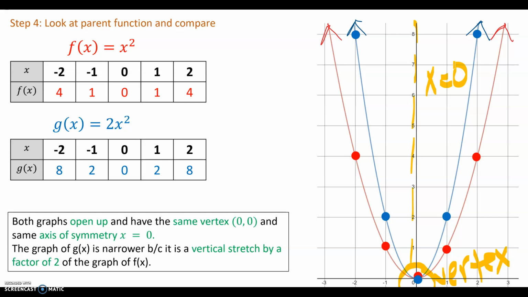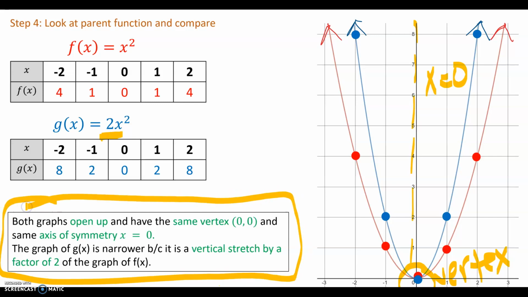Now here's the difference. The graph of g of x is narrower. As you can see, it's on the inside because it is a vertical stretch of a factor of 2 of the graph f of x. And obviously, there's your a of 2. So since that was bigger than 1, it had a vertical stretch. Okay, so for your homework, this is what you're doing, is you're going to give me words and a graph labeled as your answers. Okay, so let's do another one.